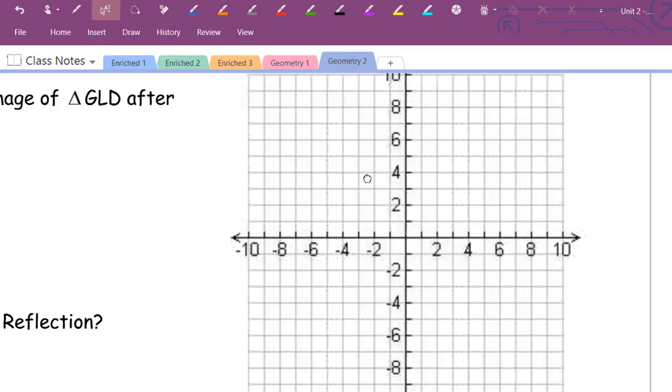So to begin, I'm going to plot out those 3 points. L is over 6, down 4, L, and then D is 3, -1.